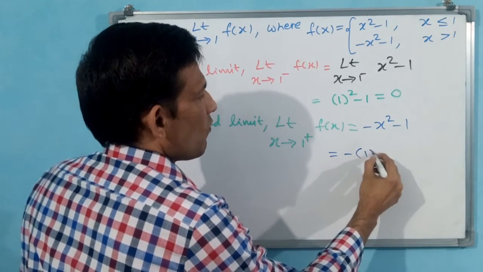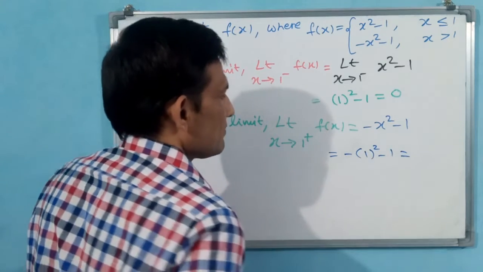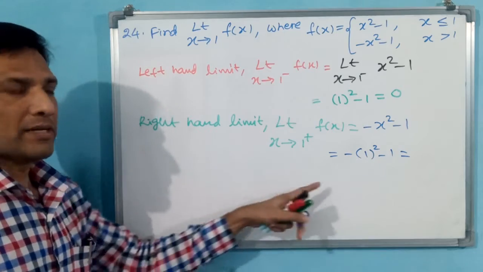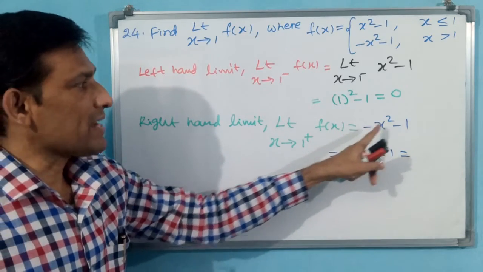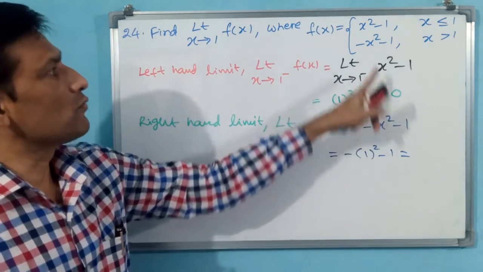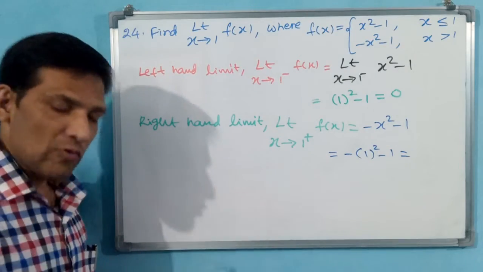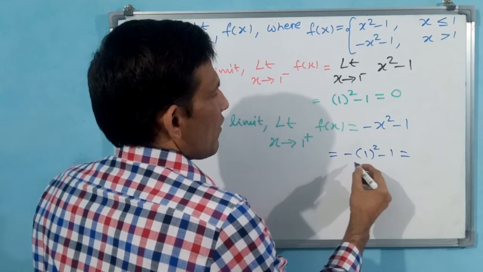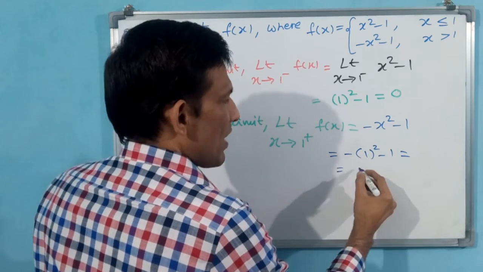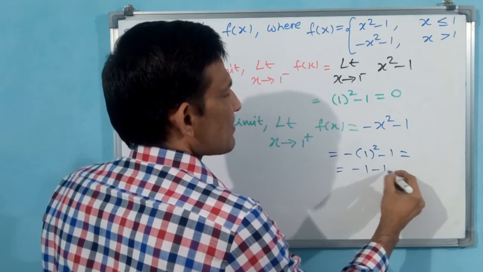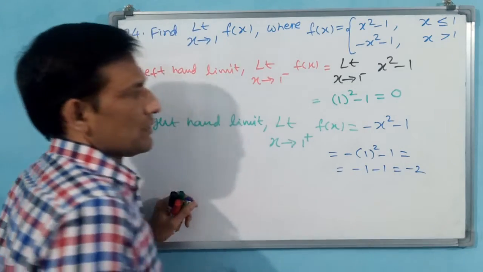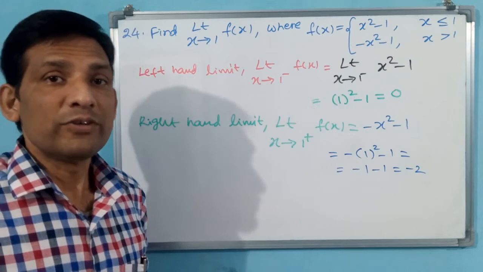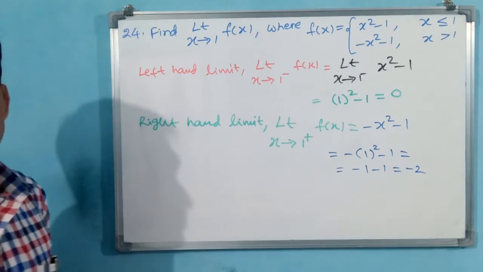Minus of 1 square minus 1. Is it okay? See, here it is not minus x whole square. It is minus of x square, so first you have to square x, then put the minus outside. I have made 1 square as 1, minus of 1, then minus 1. That is equal to minus 2. Now you tell me, are 0 and minus 2 both equal? Not equal. Then what do you have to write?